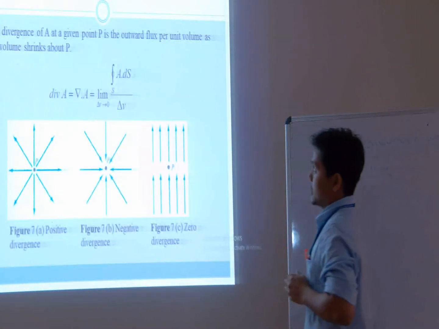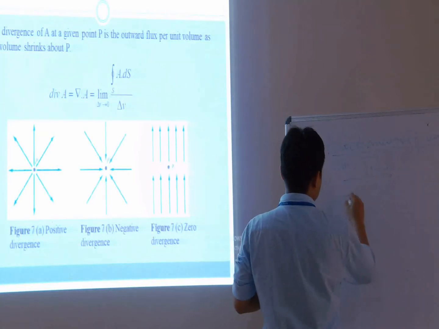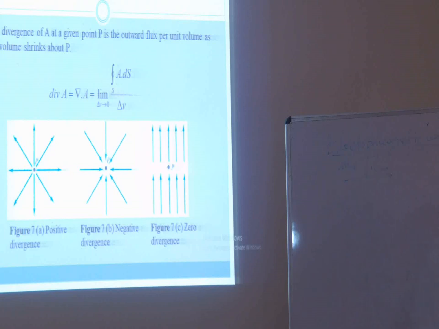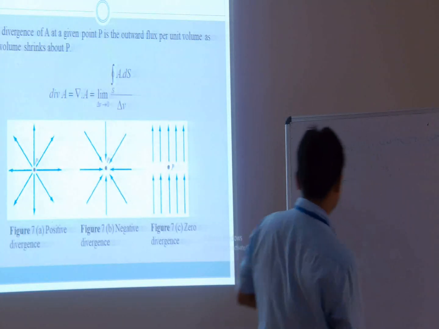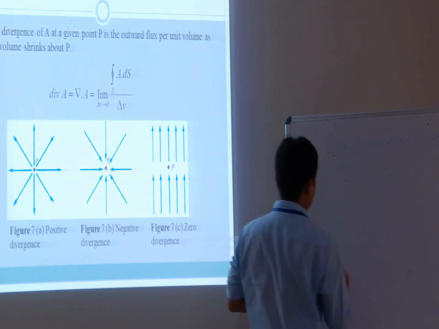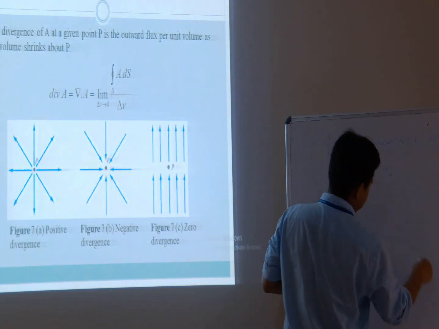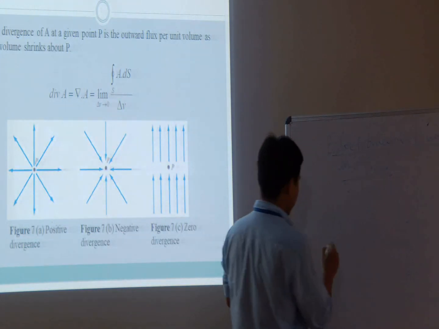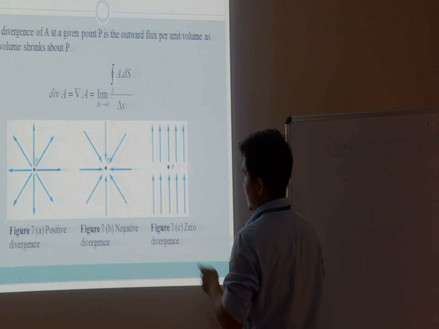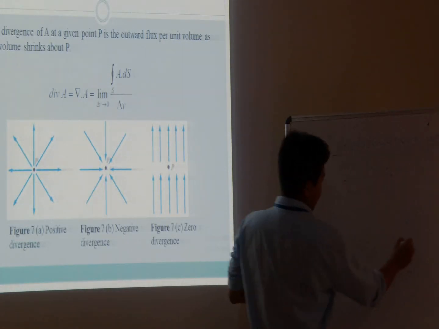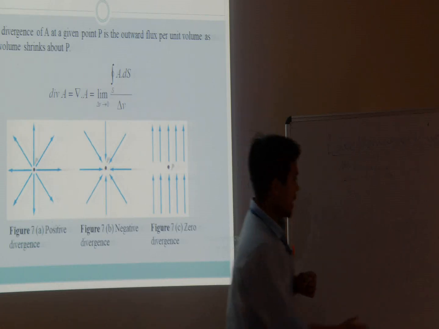So next is the divergence. Divergence is nothing but the outward flux per unit volume at P, as the volume shrinks at P. Suppose there are a positive and a negative charge. The electric field comes out from the positive charge and enters the negative charge. At the positive point charge the divergence is positive, and at the negative charge the divergence is negative. Also we can say that the positive charge is the source and the negative charge is the sink.